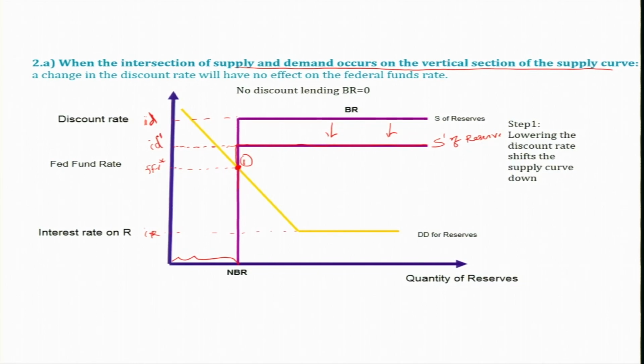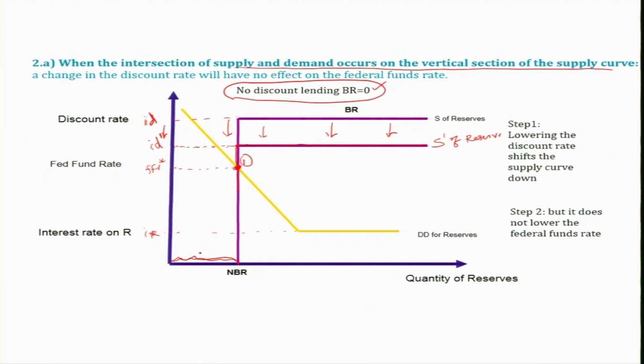Now, what we have seen here is that the Fed has reduced the discount rate. When the Fed reduces the discount rate, obviously the supply curve shifts downwards, right. But since the intersection happened at the downward sloping position of the demand curve, there is no change in the Fed fund rate, because the intersection is still at this point, though the supply curve shifted downwards. No discount lending happens here. That means the borrowed reserve through the discount window is still 0 here. That means the supply in this market comes fully from the non-borrowed reserve.